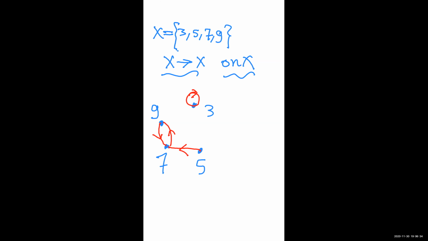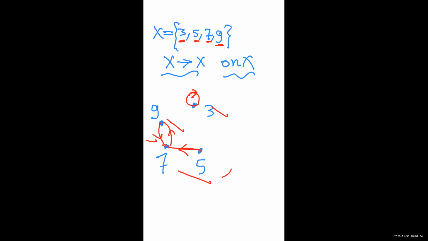Okay, now check all the elements on this arrow diagram. There is 3, 5, 7, 9. Check 3. It's the 3 and the 3. Then 5, one arrow from 5 to 7. Okay, great, one arrow from 5. Then one arrow from 7 to 9. And then one arrow from 9 to 7. So this one is a function.